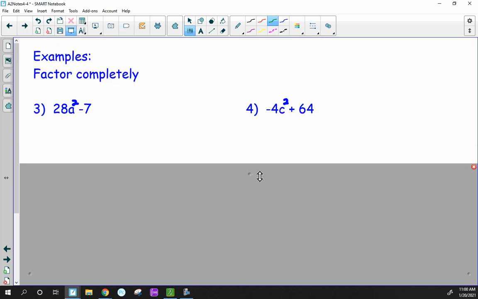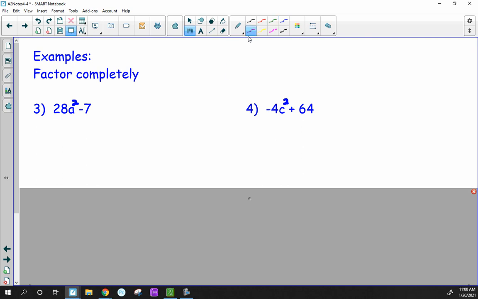Alright, let's try a couple more. Let's do number 3. Number 3 is 28a to the second minus 7. First thing I always do is check for a GCF. I'm noticing that 7 goes into 7 and 28, so 7 would be a GCF for this one. 7 times 4a to the second is going to give me back what I have. And 7 times a negative 1 will give me the negative 7.